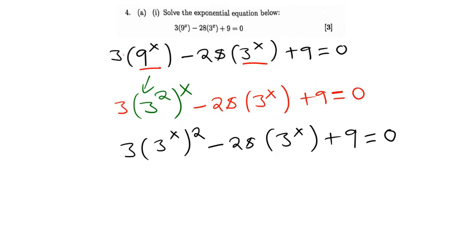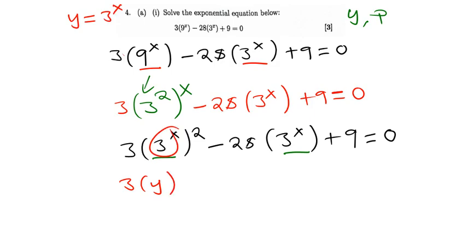So since we have the 3 to the power x being common, we can let it be equal to any letter of our choice other than x. So I usually like using y and p. Okay, let's use y. It doesn't matter anyway. So I've said let y be equal to 3 to the power x. So wherever we've got 3 to the power x, we are putting a y.